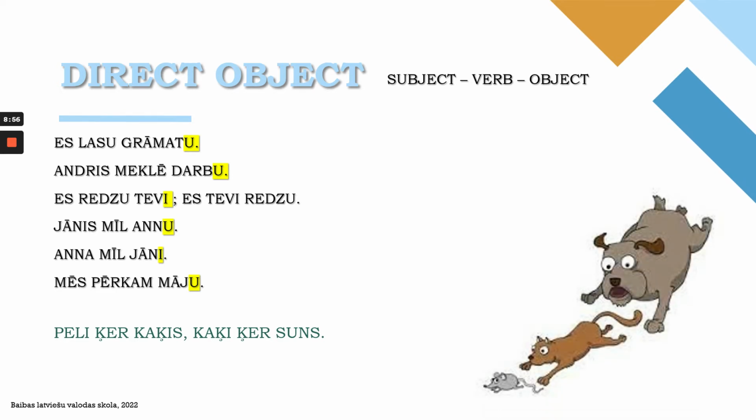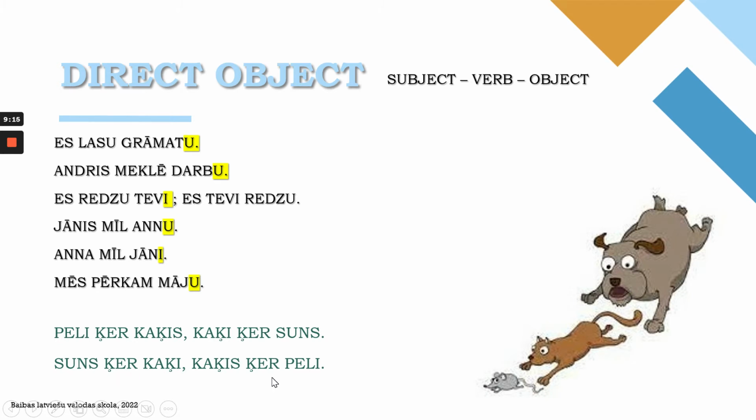And the picture looks like this. Is that the right way? Who is catching whom? Did you get it right? And that would be the more common structure. Suns ķer kaķi, kaķis ķer peli.